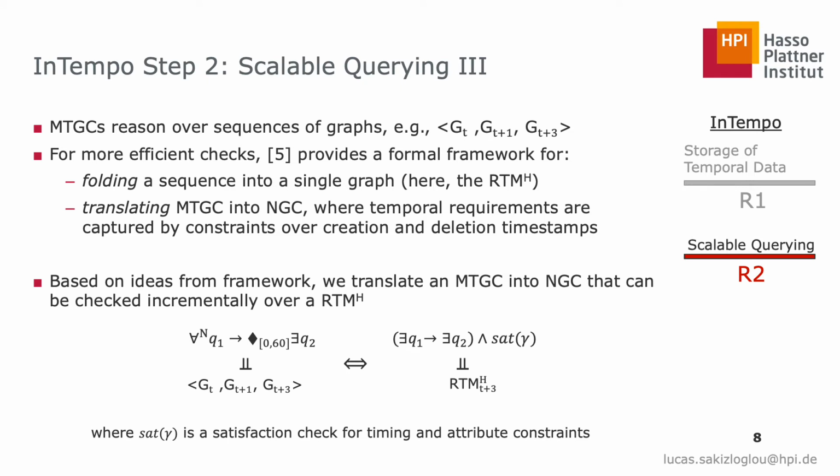Just to visualize that, on the left, we have a metric temporal graph condition checked over a sequence, and we translate it into an equivalent structural graph condition checked over a runtime model with history, where temporal requirements are captured by constraints over the creation and deletion timestamps in the runtime model with history, and where this is captured by gamma, and where SAT is a satisfaction check for these timing and attribute constraints.